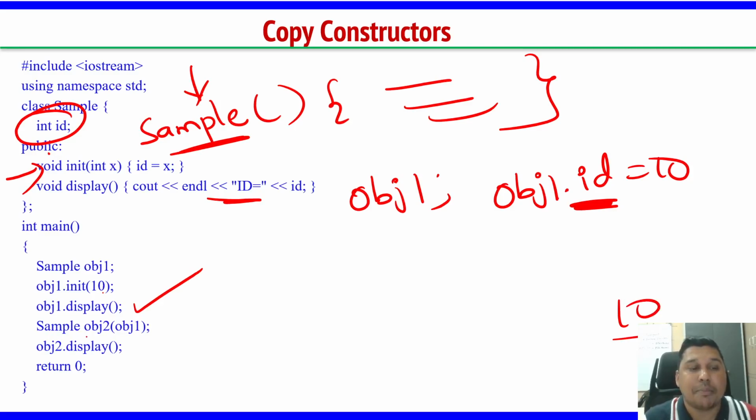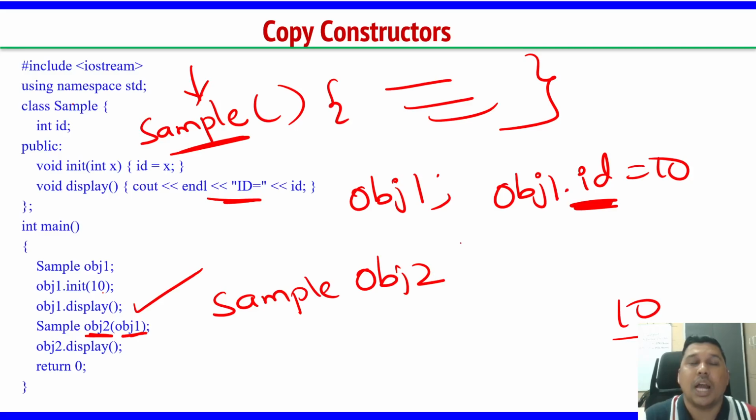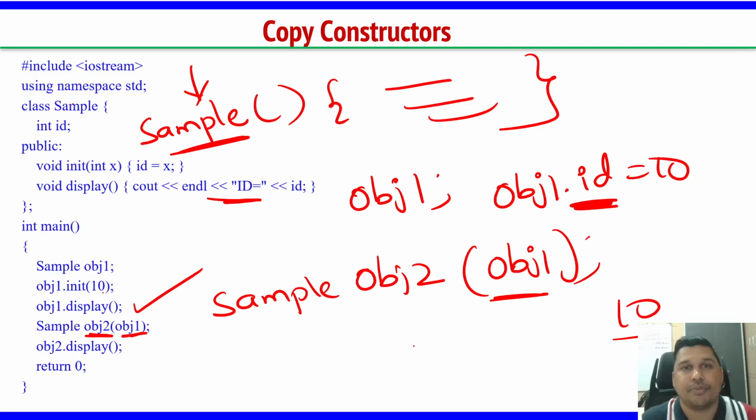Now you see, I am creating another object obj2 of the same class sample. But what is the argument for that? The argument for object 2 is object 1. See, you are creating an object obj2, and you are passing the object 1 here as the input.